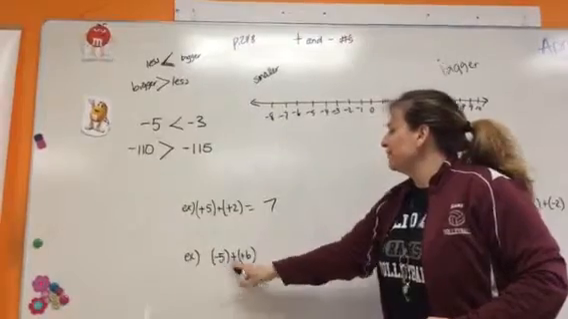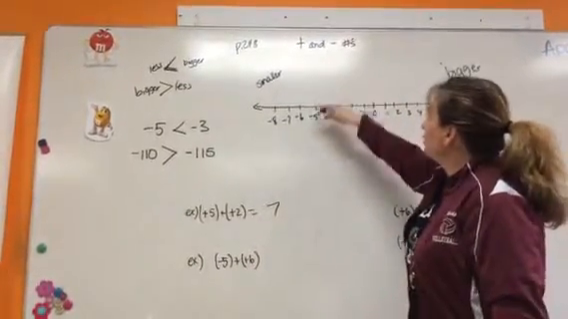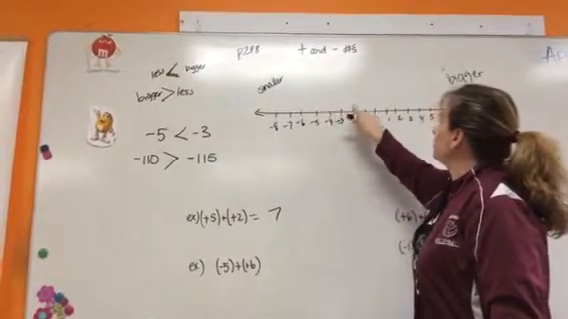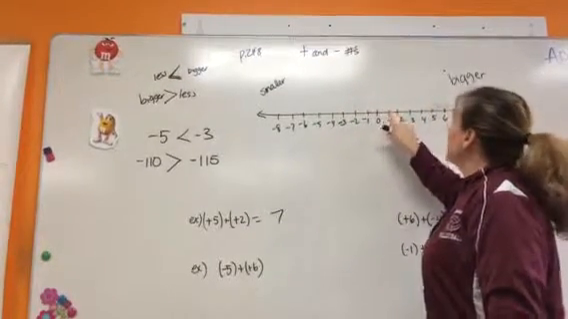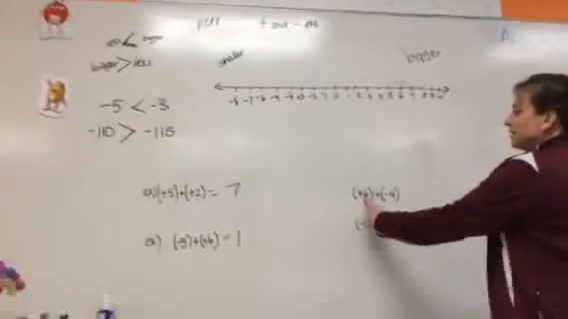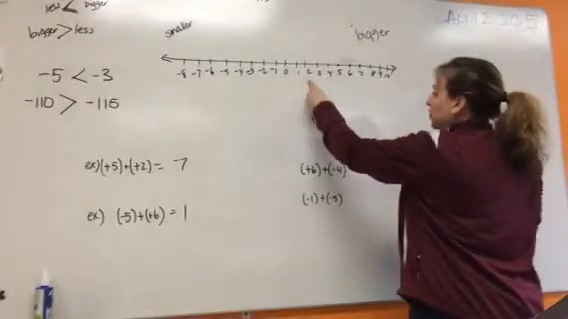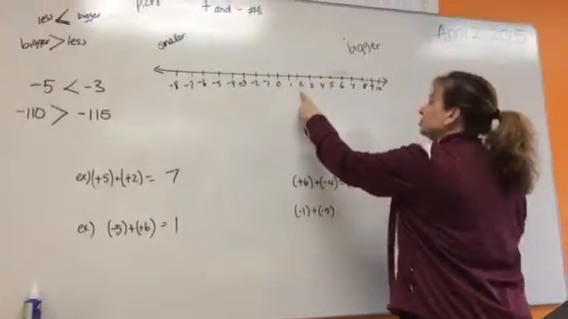Let's try -5 and +6. You're going to start at -5, and you're going to do +6 hops. 1, 2, 3, 4, 5, 6. Eric was right. You end at +1. Now I'm going to start at +6, and I'm going to go -4. 1, 2, 3, 4. So that's +2.